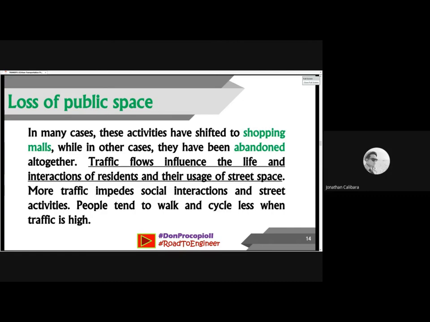Mas maayo pa masakay unahan. So, those are the activities that we can consider while we are planning a certain public transport system.